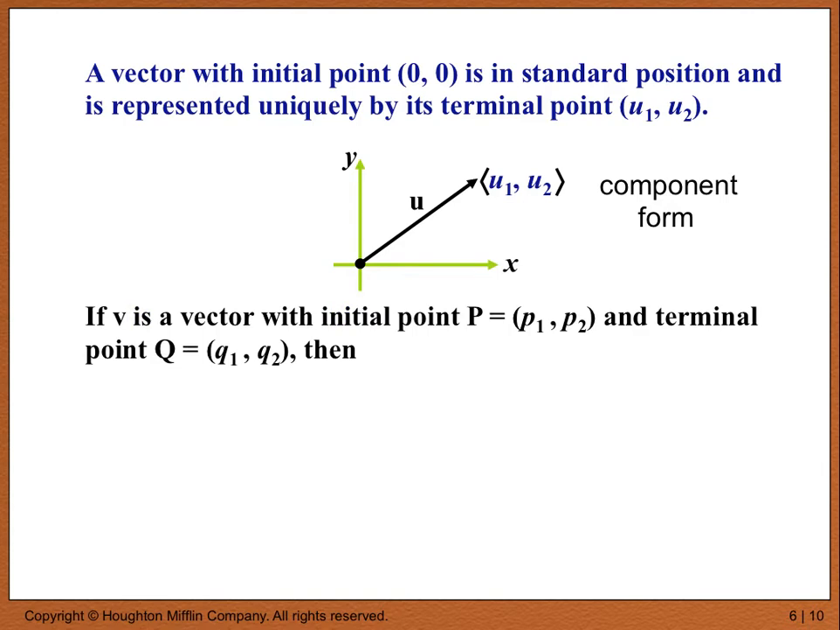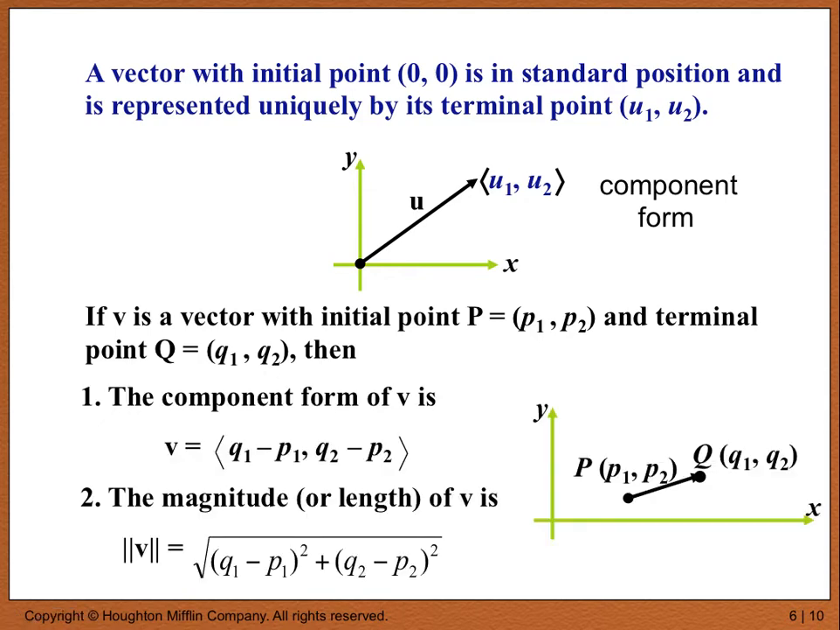If V is a vector with initial point P = (P1, P2), and notice these parentheses just indicate that we're talking about an x-coordinate and a y-coordinate, and terminal point Q = (Q1, Q2), where Q1 is an x-coordinate and Q2 is a y-coordinate, then the component form of V is V = ⟨Q1 − P1, Q2 − P2⟩. And let's look at the graph and see why that's true. All right, let's look at this vector PQ. You can see that the point P has x-coordinate P1 and y-coordinate P2. The point Q has x-coordinate Q1 and y-coordinate Q2.